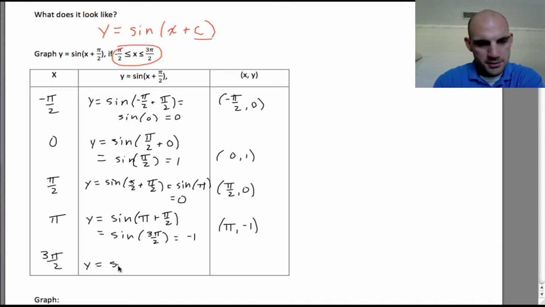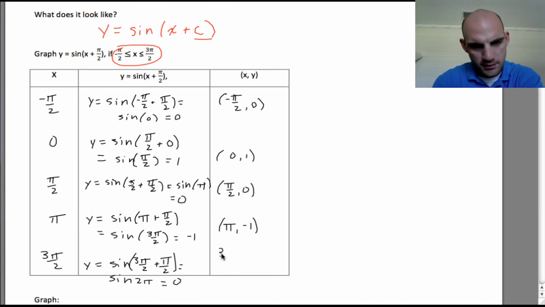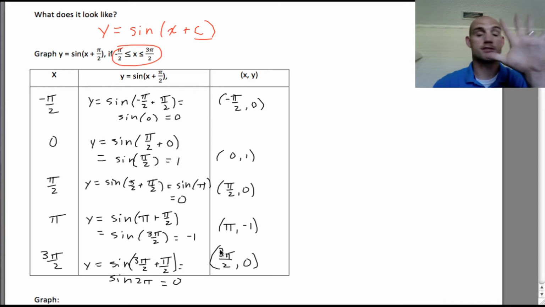And we get y is equal to sine of 3 pi over 2 plus pi over 2 equals sine of 2 pi, which we know gives us 0. So we have 3 pi over 2, comma 0. Now, 1, 2, 3, 4, 5. There's those 5 points again, guys. That's what we need. We need 5 points.